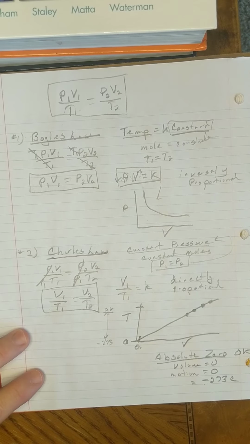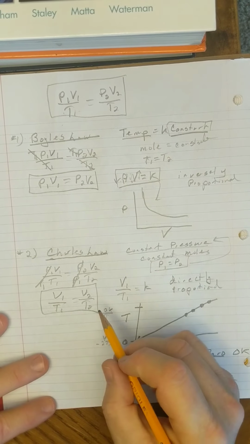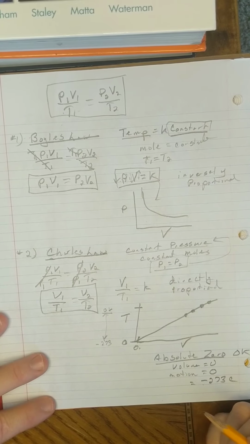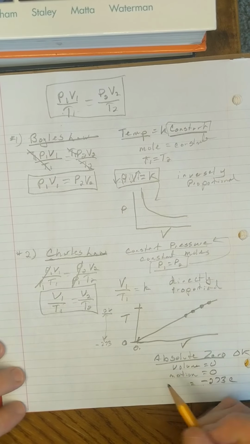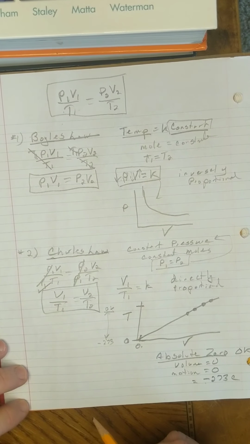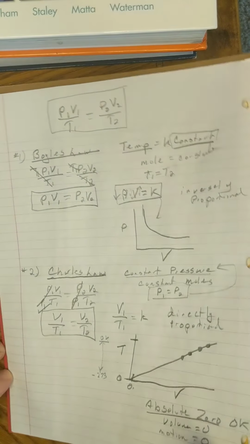Okay, and that's why absolute 0 is more of a theoretical concept, but maybe you would be in a black hole. But that's Charles's law. Okay, next law.